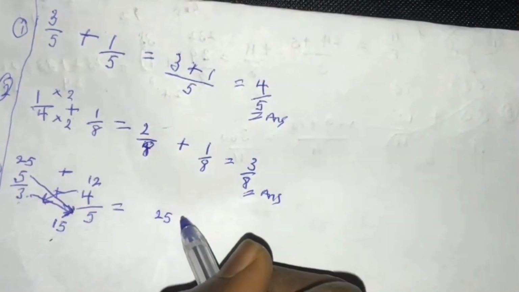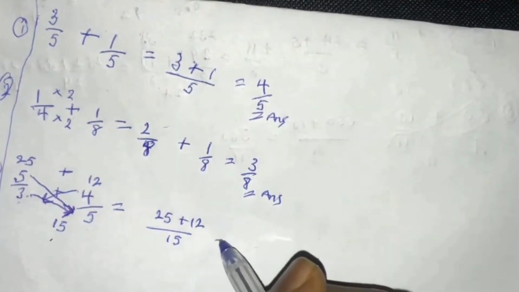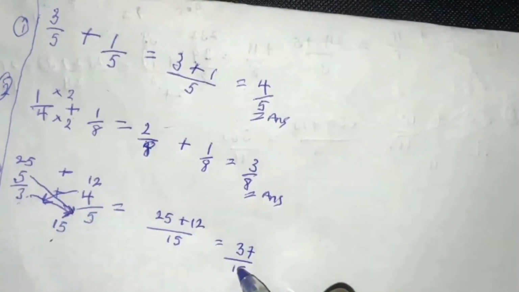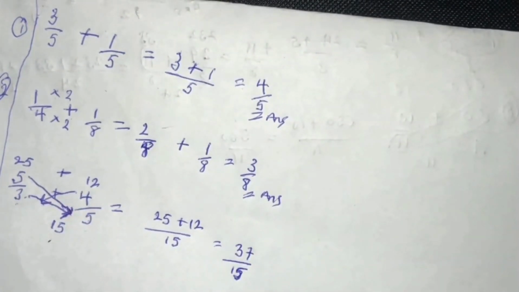Now you are going to add this over this. That's 25 plus 12 over 15 equals 37 over 15. And that is our answer. You can simply use the method from the first question and the second question.